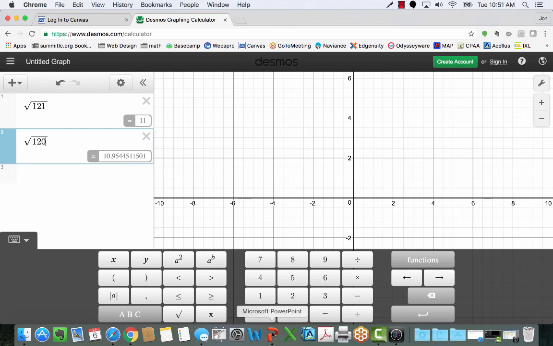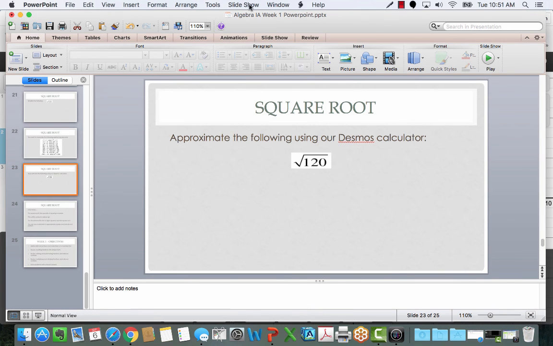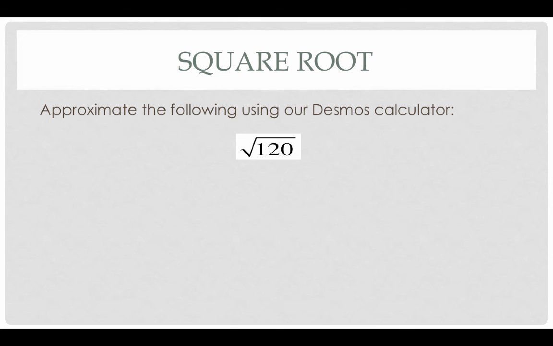Let's go back to our PowerPoint now. So approximate using our Desmos calculator. It was approximately 10.954. And depending on the problem, you might round it more, you might round it less. But there's again our symbols for approximately.